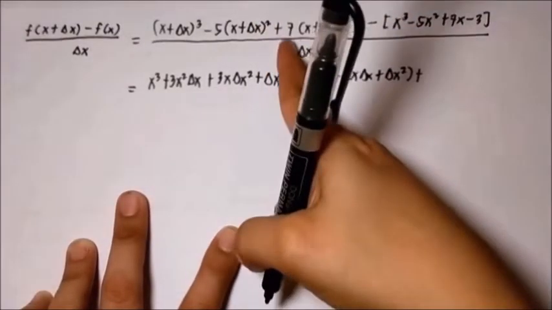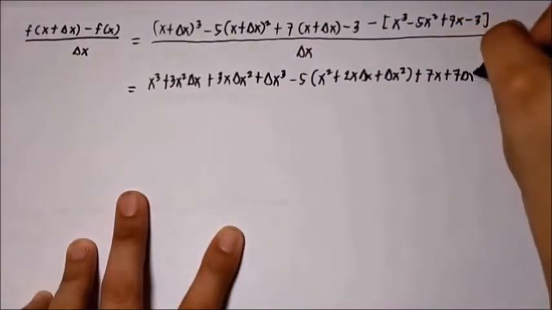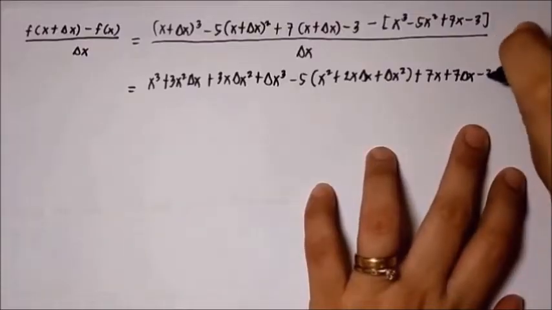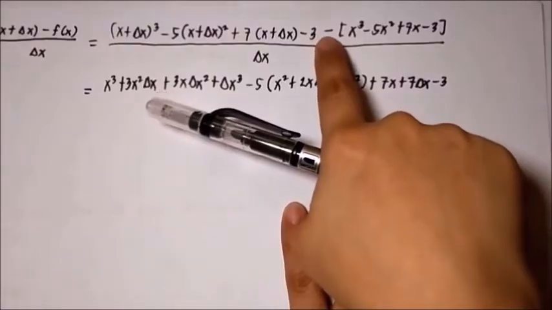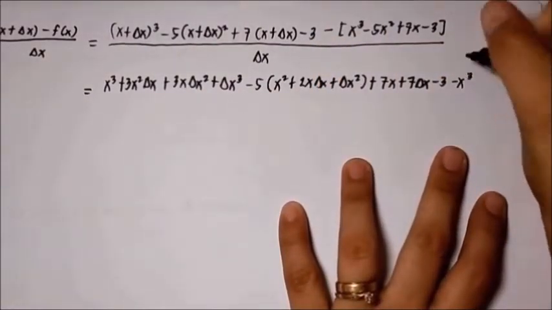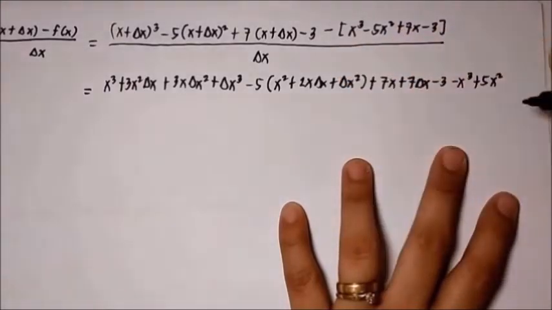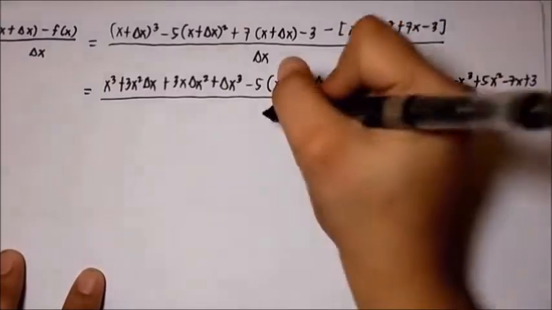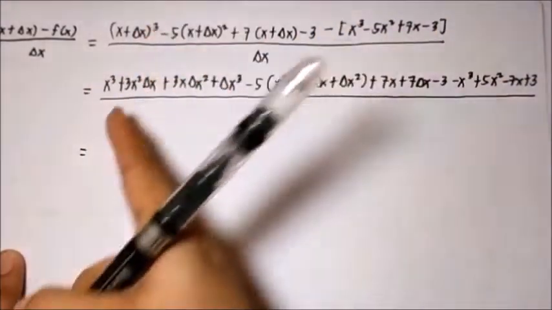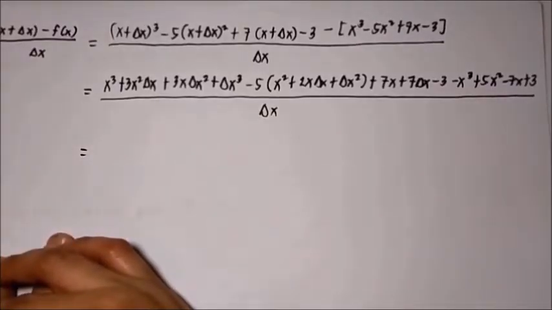And then plus 7, we can now distribute 7. So 7x plus 7 delta x. And then minus 3. We could also distribute the negative sign. So negative x cubed, negative and negative, that would be positive 5x squared, and then negative 7x positive 3. So all over delta x. Okay, so let's now evaluate this. And then we will simplify all the given, that would be positive and negative.